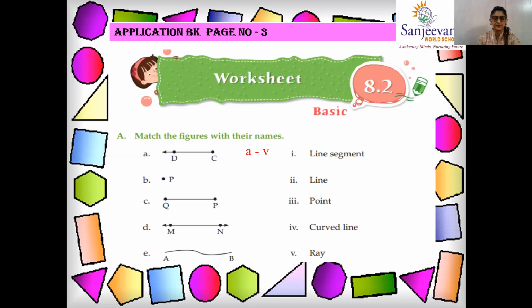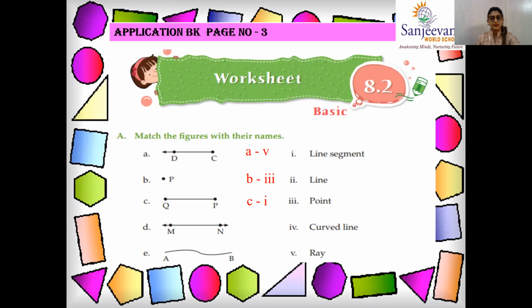Now, second, B. There's a dot and P is written. What do you think that is? Which figure is it? It's a point. So, B, 3. Now, try to identify the third one. There are 2 endpoints and there is a line in between. So, what is it? C, you are going to match with the first one. It is a line segment. The figure C is a line segment.